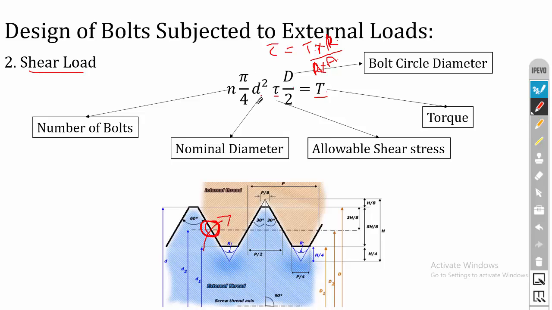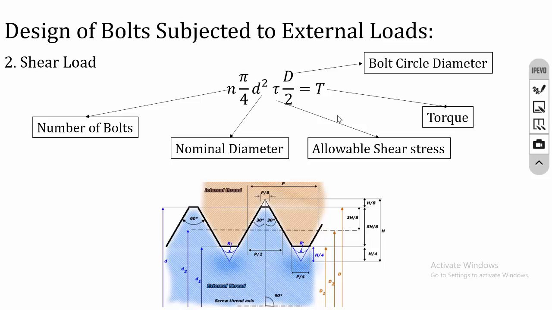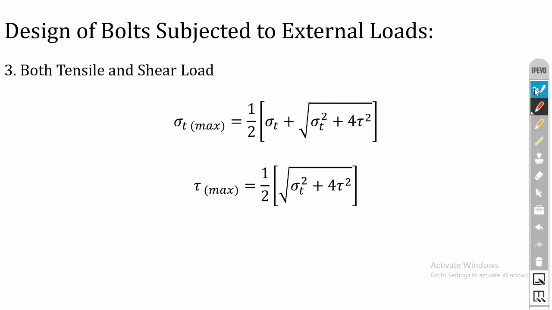So here the area is pi by 4 D square and N is the number of bolts. So in the equation, T is torque, capital D is bolt circle diameter, and tau is the allowable shear stress of the material, N is the number of bolts, and D is the nominal diameter that we have to calculate. So in tensile load, we have to consider the minimum diameter, that is DC, and in the case of shear load, we have to consider the nominal diameter D.